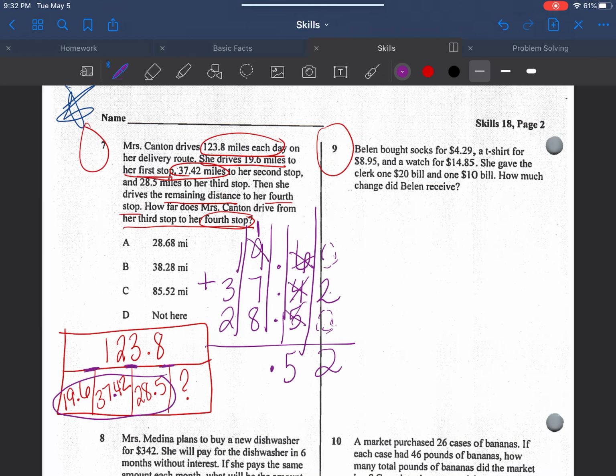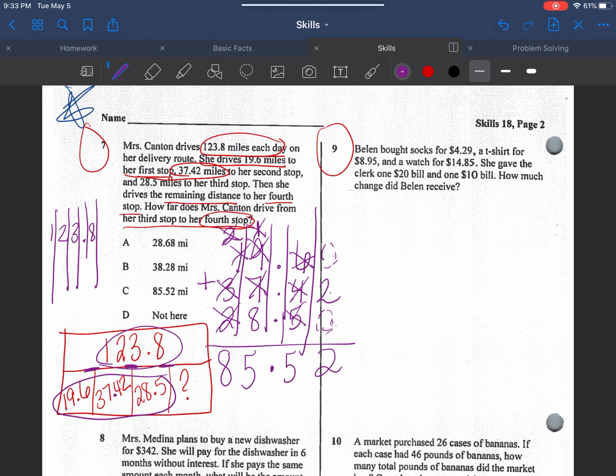2 plus 0 plus 0 would be 2. 6 plus 4 make 10. Plus 5 is 15. 9 and 1 make 10. Plus 7, 17. Plus 8, 17, 18, 19, 20. That will be 25. 2 plus 1 is 3. Plus 3 is 6. Plus 2 is 8. So in total, for the 3 stops, is 85.52 miles. But that's not my answer. My answer is I want to look for mile number 4.